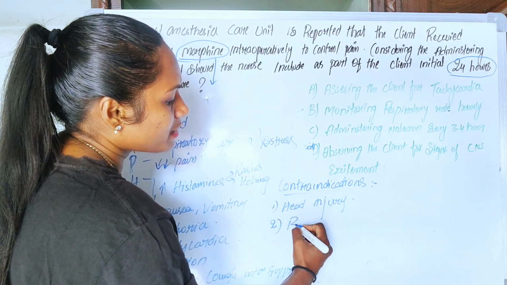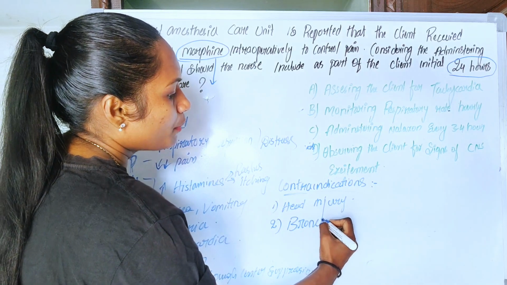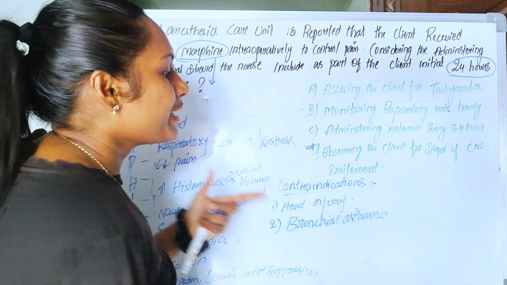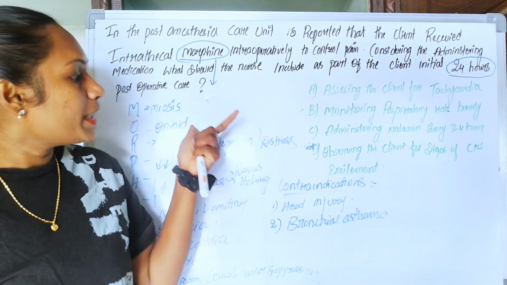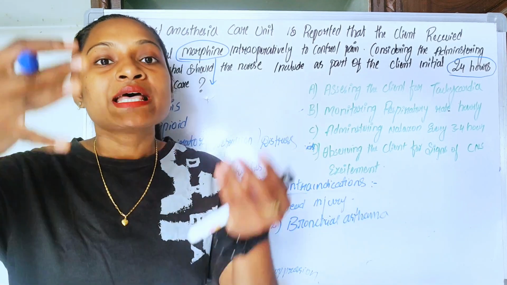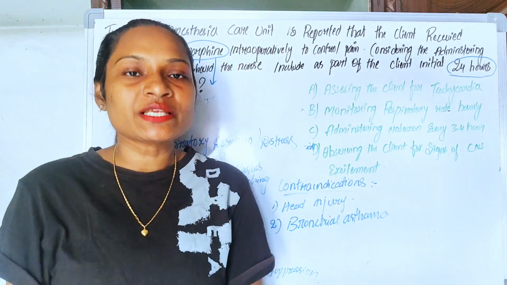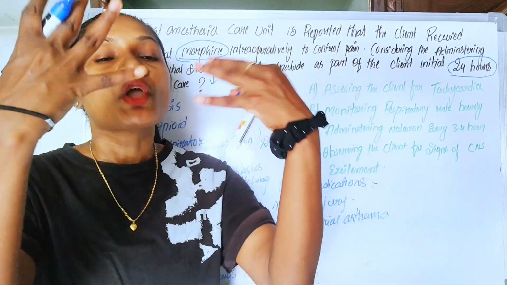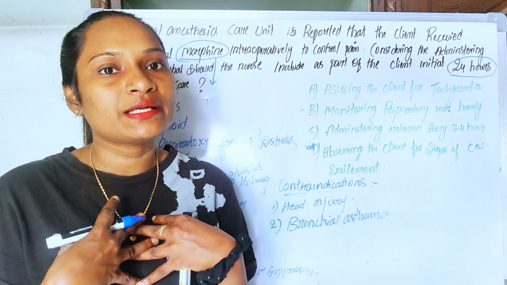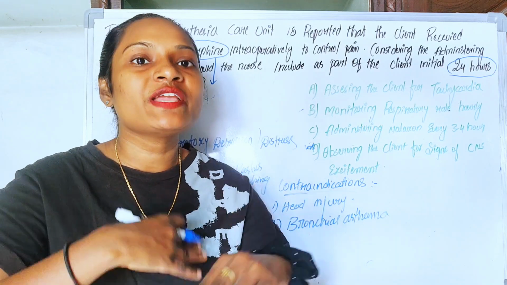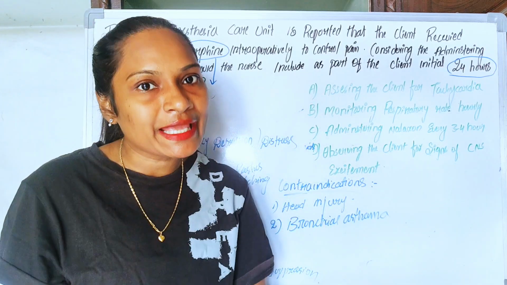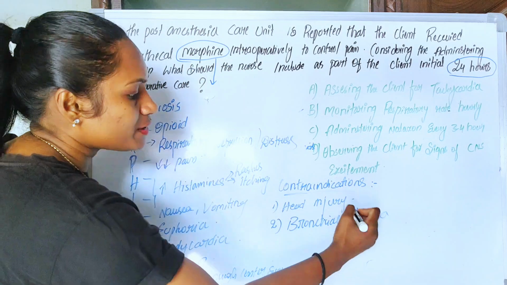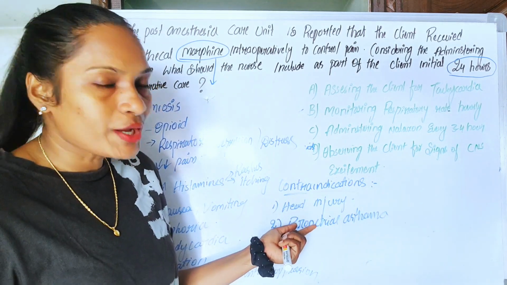Second one is bronchial asthma. In bronchial asthma, why are we not giving it? Morphine already causes respiratory depression. When the patient already has bronchial asthma, distress is already there. If we give morphine, we make the patient's respiratory system more distressed. So that's why we are not supposed to give it in bronchial asthma.